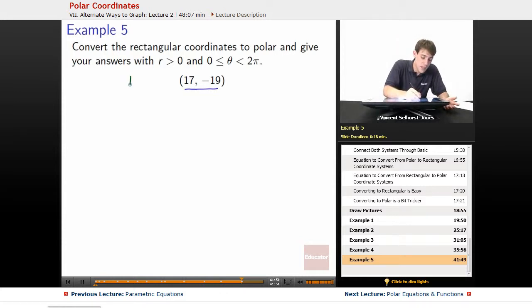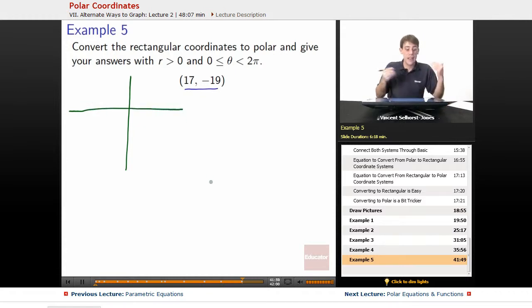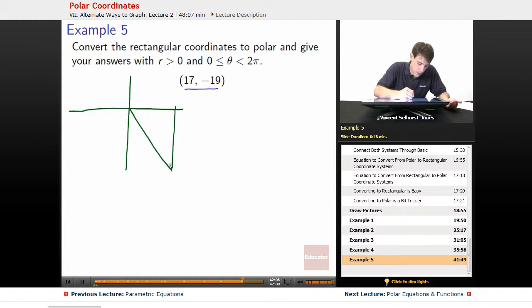Draw a picture. Now at this point we understand how useful a picture is, so we're going to draw a jumbo-sized picture because now we can just work on the triangle inside of it now that we see how this thing works. So 17 would be out here, negative 19 would be down here. So this is a distance of 19. It is negative 19 as a coordinate, but we can also just treat it as being a distance of 19. Here is a distance of 17.